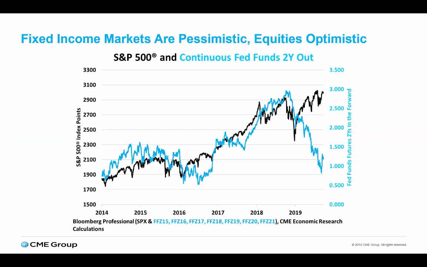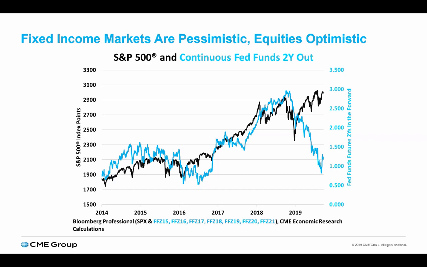In sharp contrast to that, you have the fixed income market. Fixed income market is expecting the Fed to cut interest rates very dramatically. So Fed's already cut twice. Fixed income market thinks they're going to cut at least 2 more times, maybe 3 more times, or maybe even 4 more times over the next few years, because the fixed income market is very worried about economic growth.